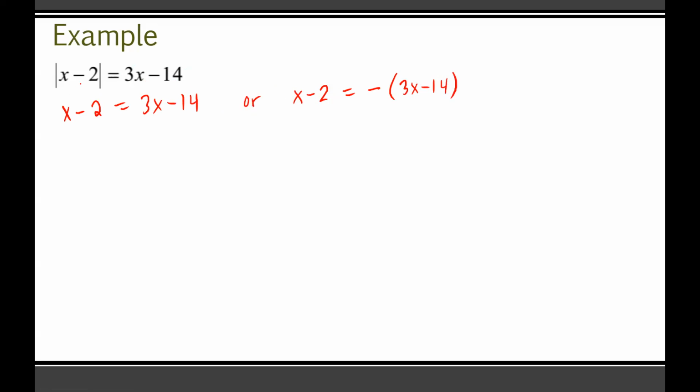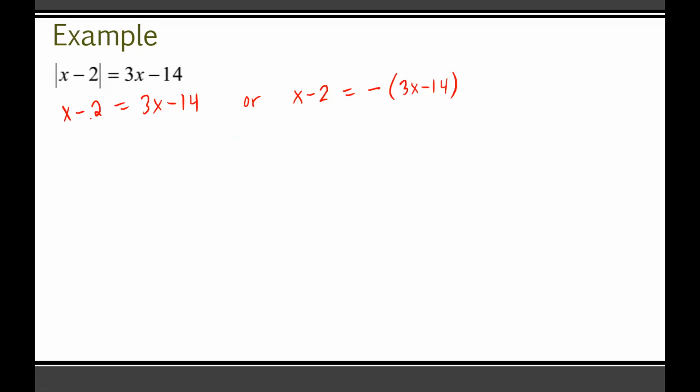Basically, the idea is if this piece equals this, that's what we're going to consider our positive case, then that's all well and good. But this piece inside of here could also equal a negative version of this, so negative times the whole thing, and that needs to be considered as well. Let's see where we can go from this.